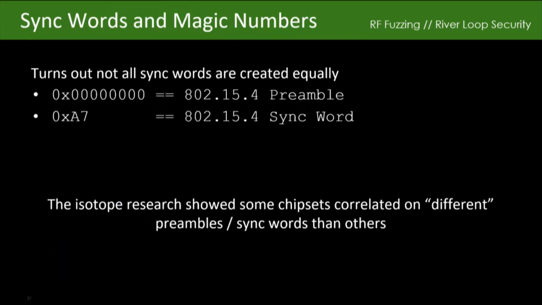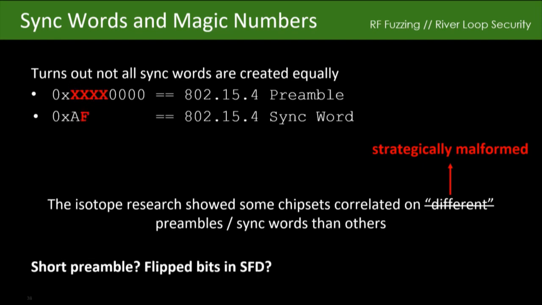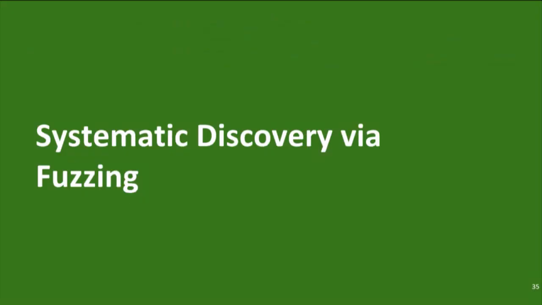Well, it turns out, as Ryan's research a couple of years ago discovered, not all of these sync words and preambles are implemented the same way across manufacturers. Certain chipsets were found to correlate on different preambles and sync words than others. That's really interesting because as attackers, if we're able to strategically malform or leverage that, we can get radios to do really interesting things. So we can do things like send short preambles, send different sync words, and characterize how these different chipsets perform. And we can automate the discovery of this process by applying fuzzing.